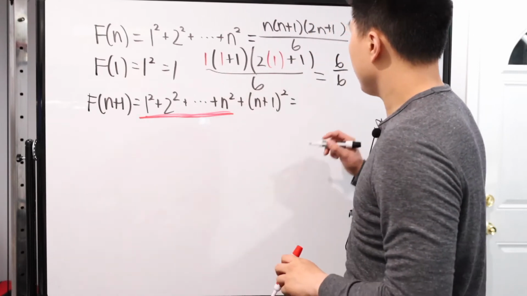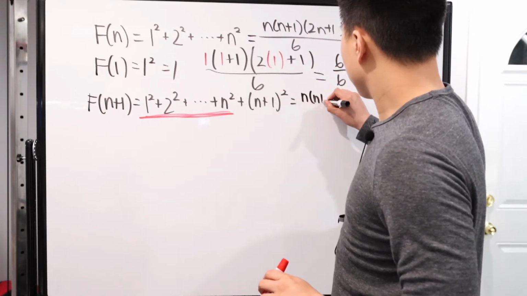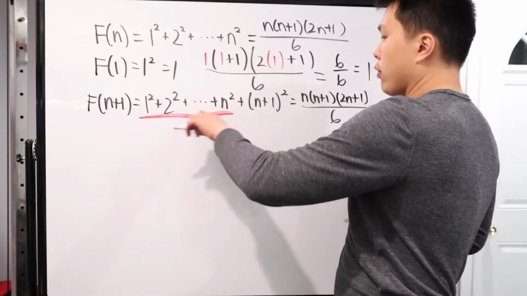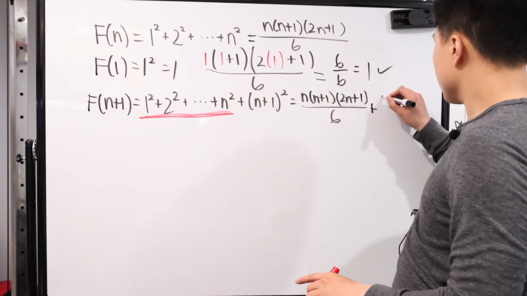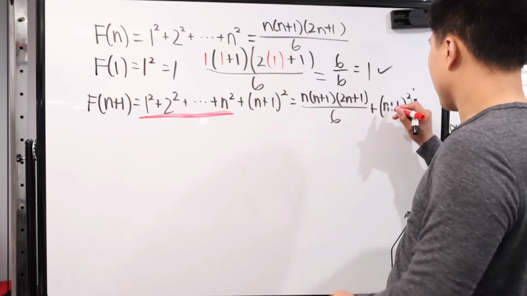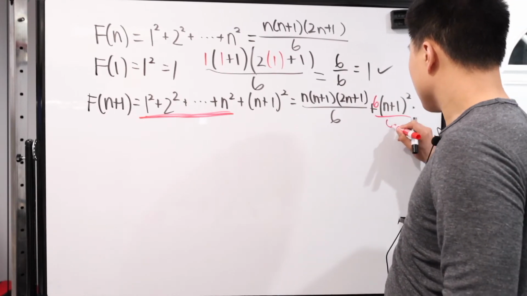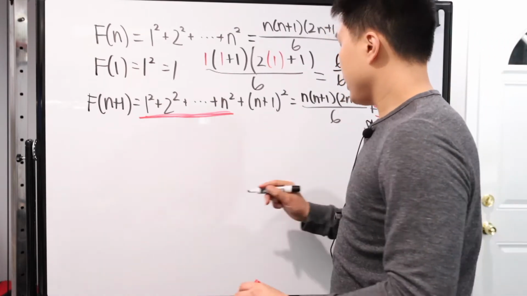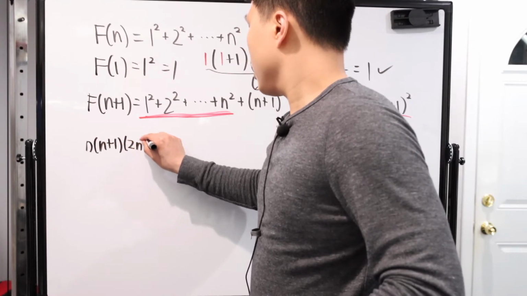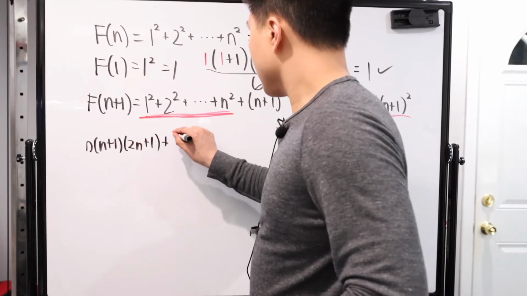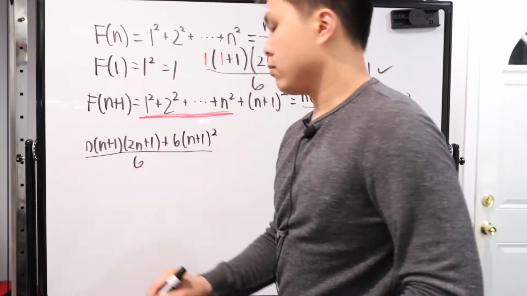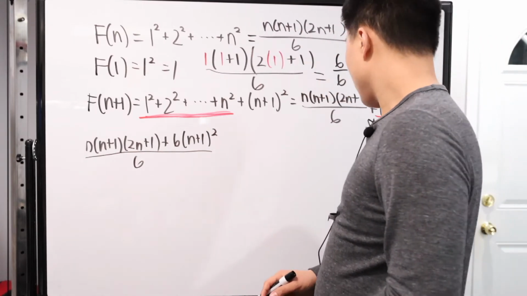We can actually substitute that. So we're going to have n times n plus 1 times 2n plus 1 over 6 for this guy right here, plus n plus 1 squared. And of course we don't like that because they're not common denominators, so we're just going to multiply top and bottom by 6 as well to make it easier. So basically, in the end, we're going to have n times n plus 1 times 2n plus 1 plus 6 times n plus 1 squared, all over 6. Okay, so that's what we have so far. That's a lot already. Whew.